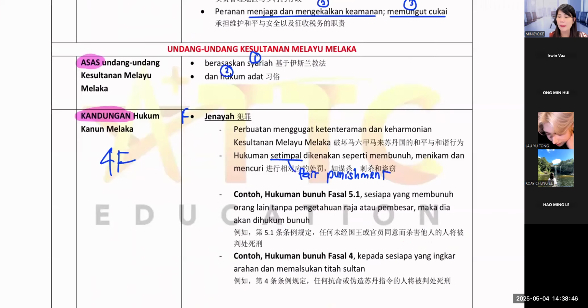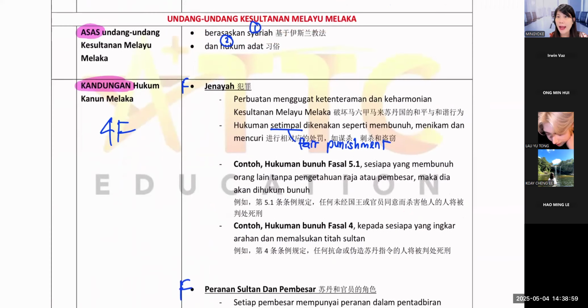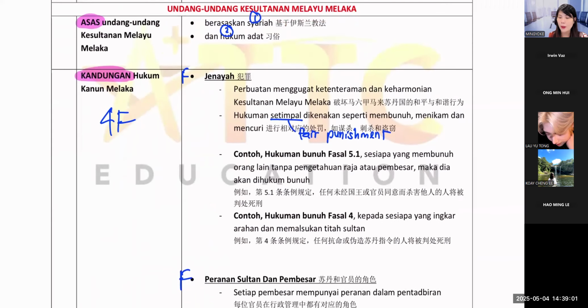Undang-undang lah, our Malacca's law is based on Sharia, Islamic rules, and tradition law. Hukum adat, Sharia, hukum adat. This is the basis. The content they like to ask: Hukum Kanun Melaka content, Undang-undang Laut Melaka content. We have 4 fakta.